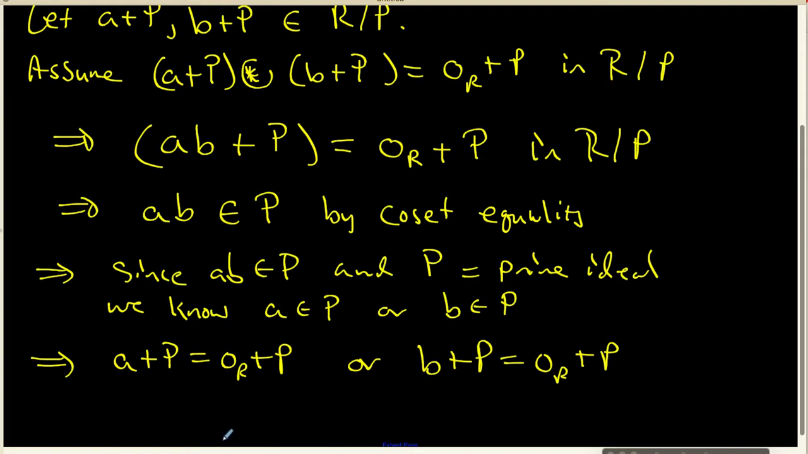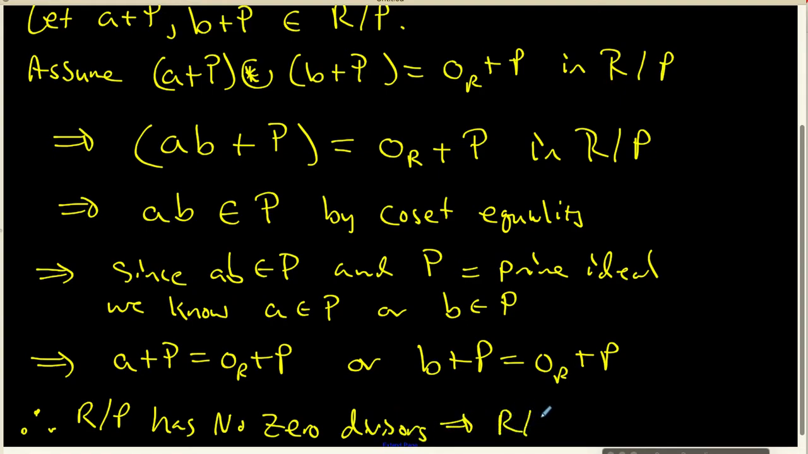So what we have now done is we have shown that if this product is equal to the zero inside the quotient ring, either the first factor is equal to the zero or the second factor is equal to the zero. In other words, at this point we can say that the quotient ring has no zero divisors. And that's going to be enough to say that the quotient ring is a domain. And that ends the proof of the first direction of our theorem.